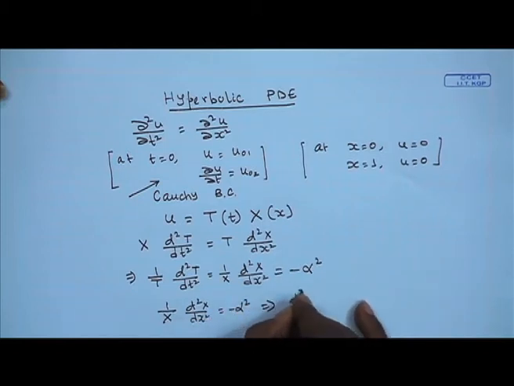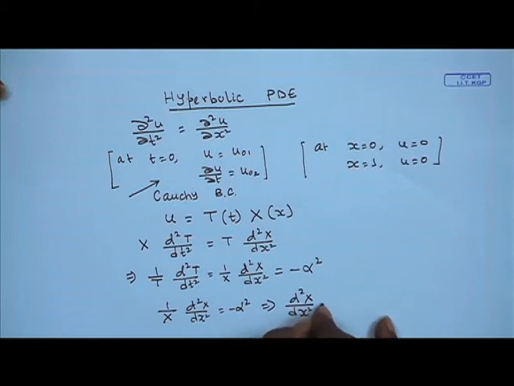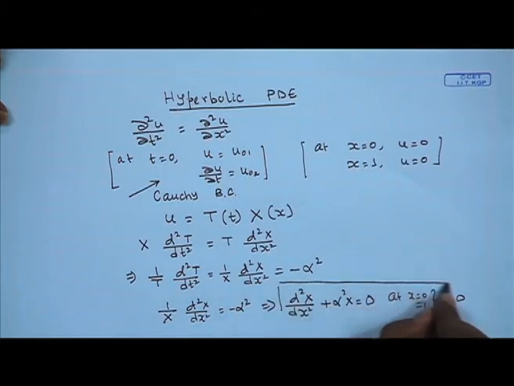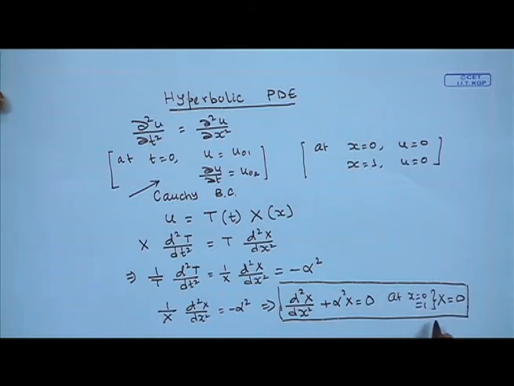Therefore d square X dx square plus alpha square X is equal to 0, subject to the boundary conditions of the original problem in the x direction. That means at x is equal to 0 and 1, capital X is equal to 0. So this formulates the standard eigenvalue problem in the x direction, and we have already seen the solution of this equation. It is a standard eigenvalue problem with eigenvalues n pi, where the index n runs from 1 to infinity, and the eigenfunctions are sine functions. So let us look into that.